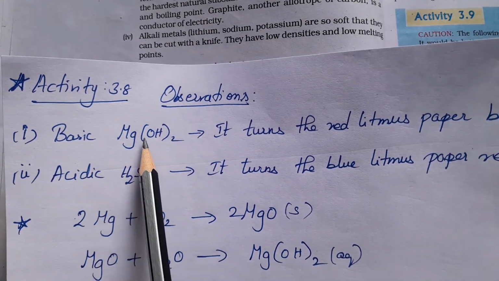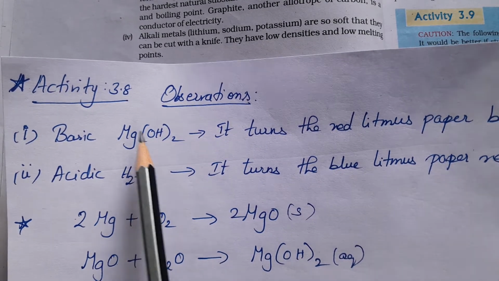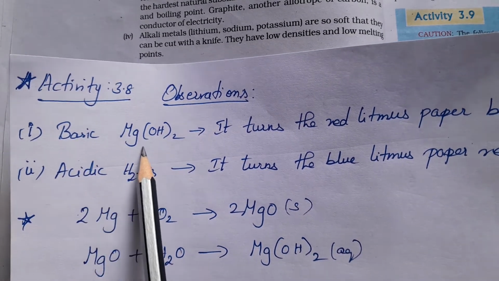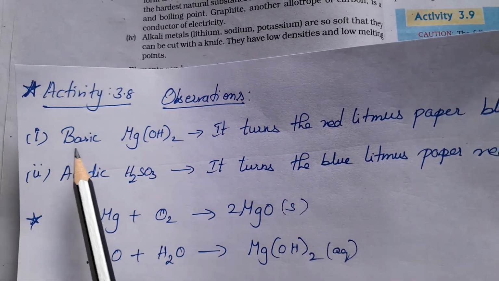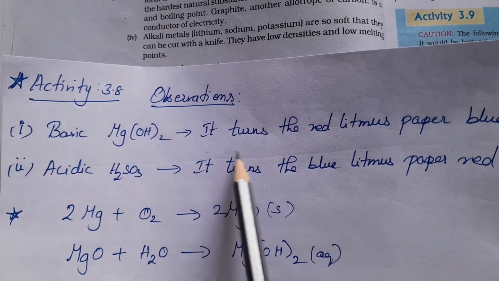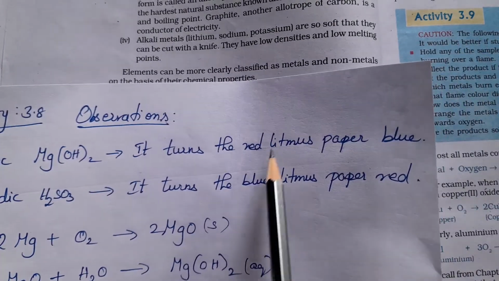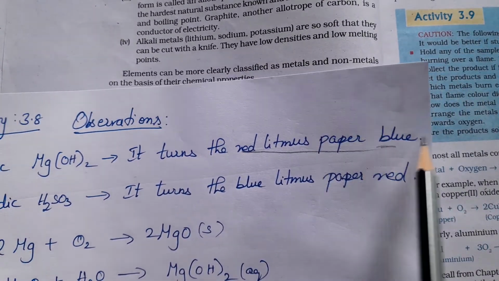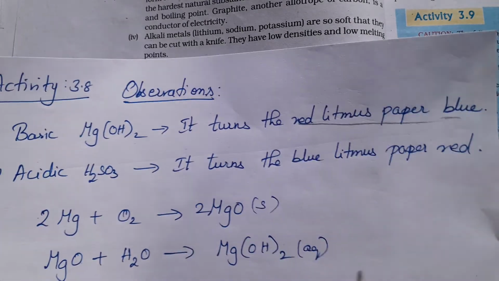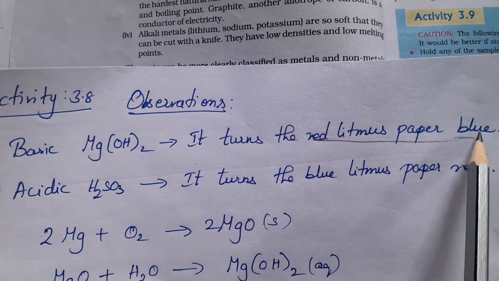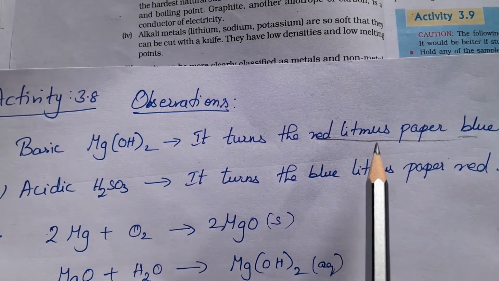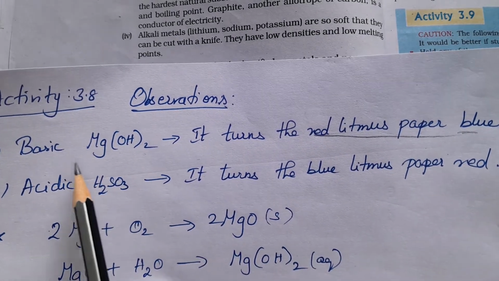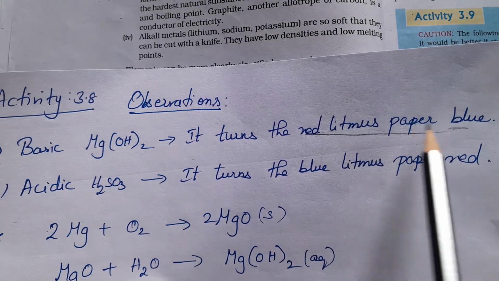When you burn the magnesium ribbon and dissolve the ash in water, you will get magnesium hydroxide. It is basic in nature. Why? Because it turns red litmus paper blue. When you dip blue litmus, there is no change at all. Since it is basic, it turns red litmus paper blue.